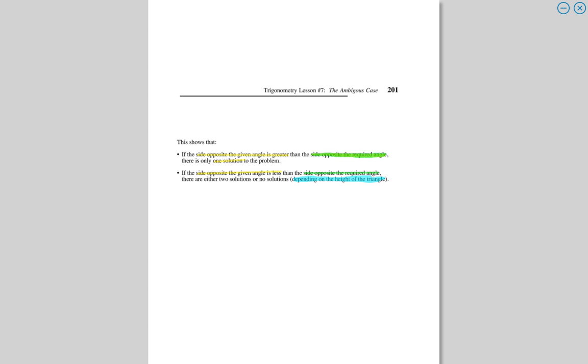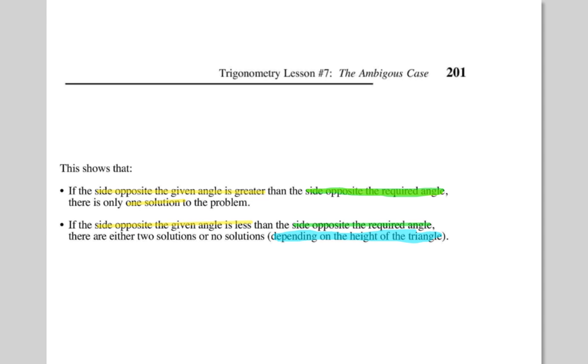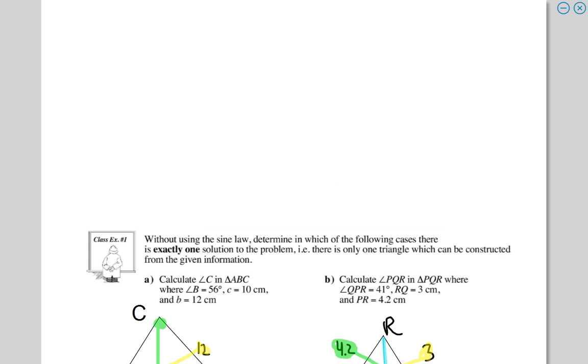Now these are the notes that are on your page 201, so you can go back to that page. I have a couple things highlighted here, and then on the next page I will compare those highlighted colors to what they're talking about, because sometimes when you read this it feels like a lot of verbal text. So it's like, if the side opposite the given angle is greater than the side opposite the required angle, there's only one solution. Okay, let's take a look at that one. And this is class example one.